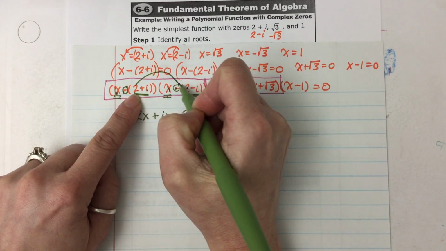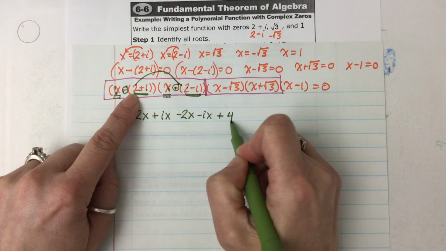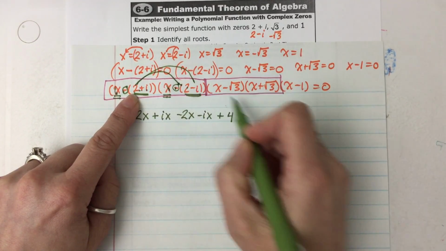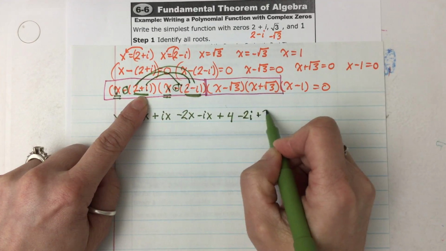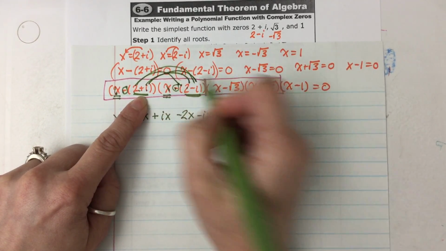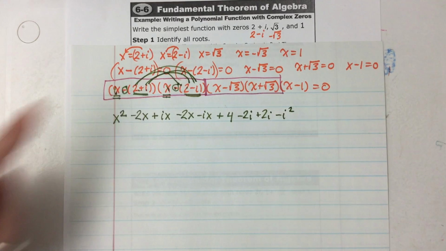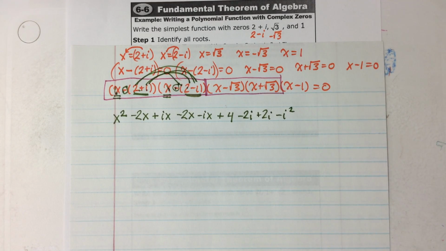This 2 goes with this 2. 2 times 2 is 4. 2 times negative i is negative 2i. i times 2 is 2i. i times negative i is negative i squared. So within that process, we had to distribute one term into two terms twice, and we had to FOIL within the FOIL. So it's kind of wild.